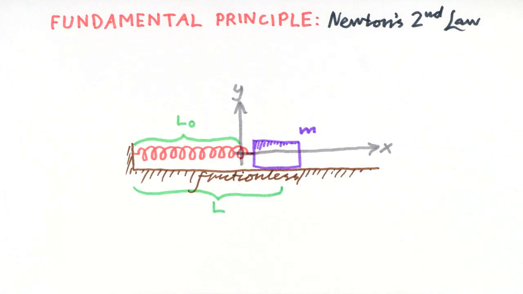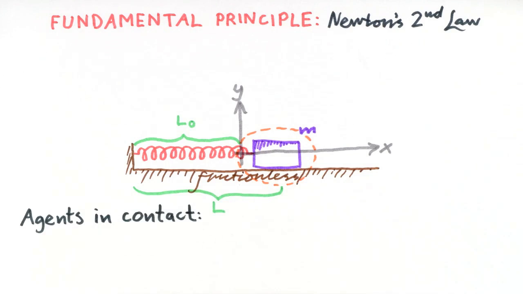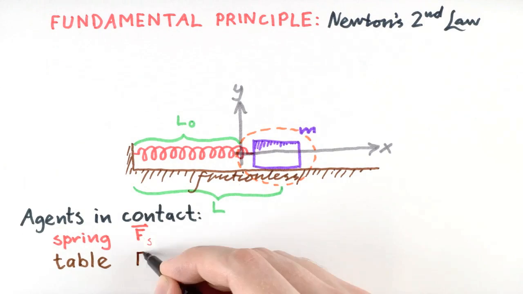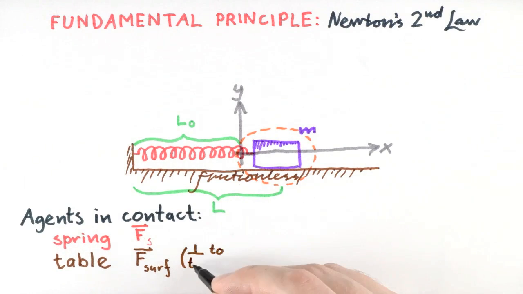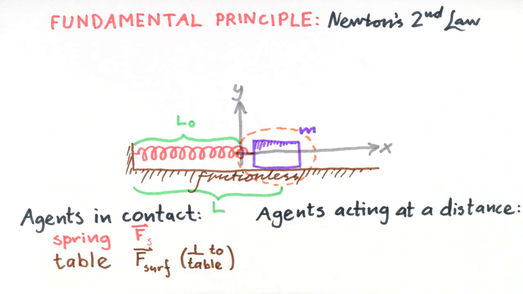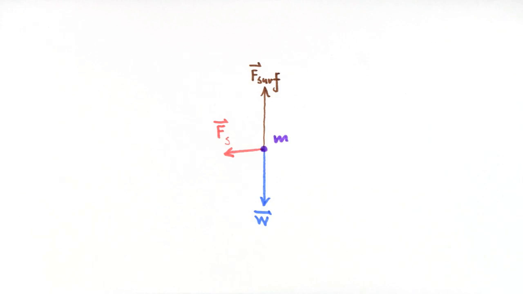We'll choose as our system the block, so to predict the motion, we know we need to specify the net force acting on the system. So let's identify all the agents acting on the system. First, the agents in contact are the spring and the table, with respectively a spring force and a surface contact force, which is perpendicular to the surface, since we are told that there is no friction between the block and the table. We have one agent acting at a distance, the Earth, exerting a gravitational force, the weight. Here's the free body diagram summarizing these interactions.